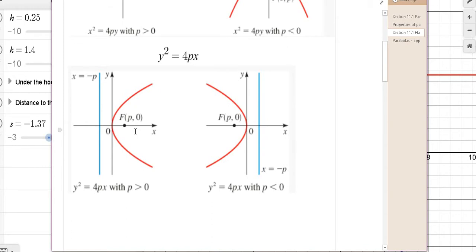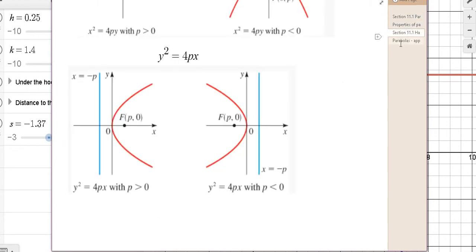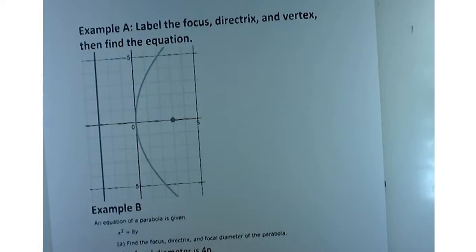So let's see if we can identify a few things for kind of a nice, easy warm-up problem. That would be down here. So, for example, A says, label the focus, directrix, and then find the equation. Oh, we also should label the vertex. Now, in this section, the vertex is always going to be at the origin, 0, 0. So we're okay there. That's the vertex.